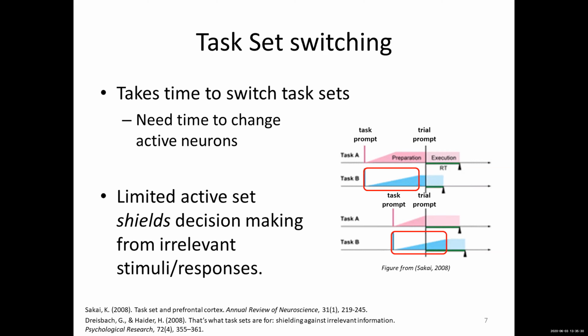But there's also research that shows that having a limited active number of responses in your set, the requirement to have to switch task sets rather than having all your behaviors available at once, is shielding decision-making from irrelevant stimuli and irrelevant responses. So there's a trade-off between being able to react immediately and having easier decision-making.